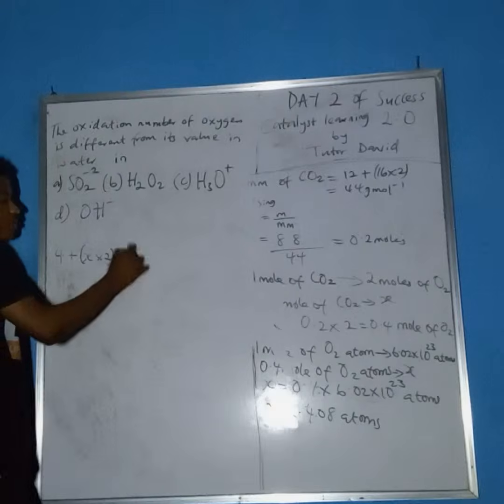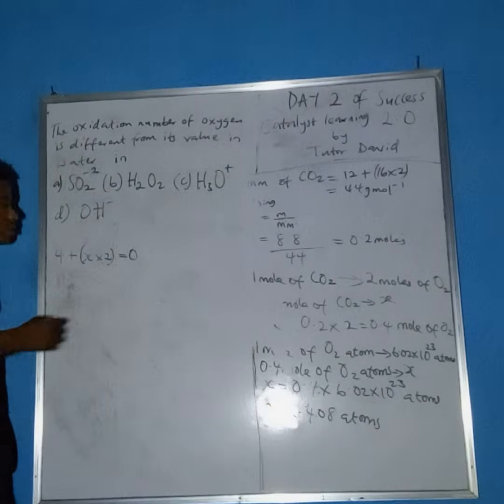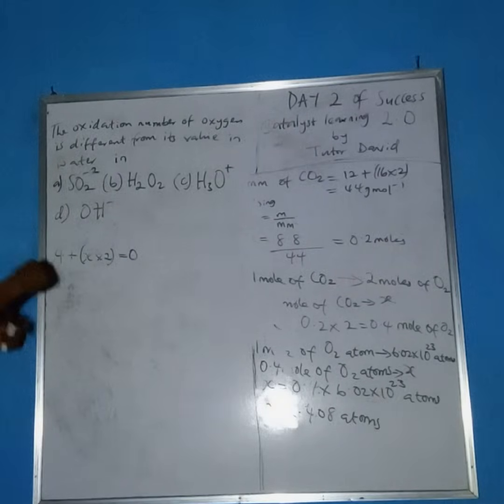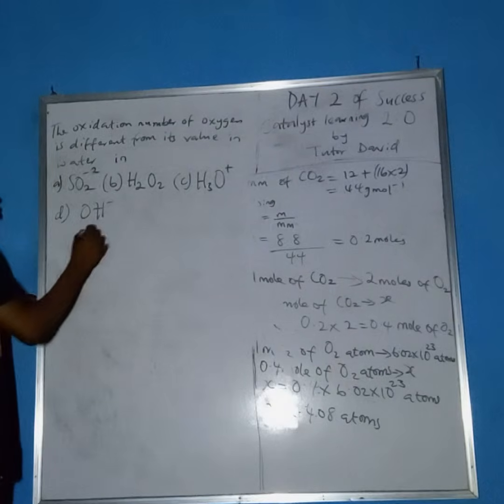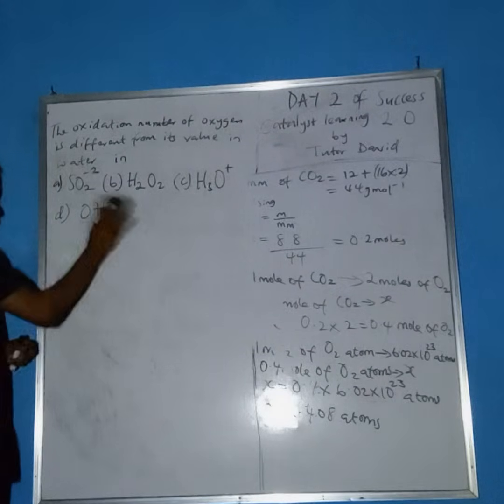Normally, when you are calculating for your oxidation number, you equate to 0. I don't know if you guys can see this. You can't see the board anymore. Let me make it bigger. Right? So, the solution for this question. Okay, let's just calculate each of them.